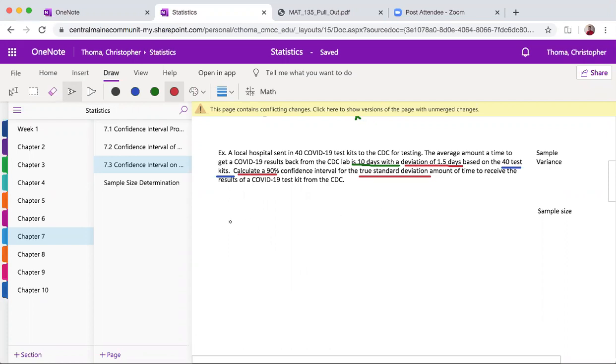So let's write down what we know again. We know our sample is 40. We know our sample mean is 10. We know our sample standard deviation is 1.5. And we are building a 90% confidence interval.